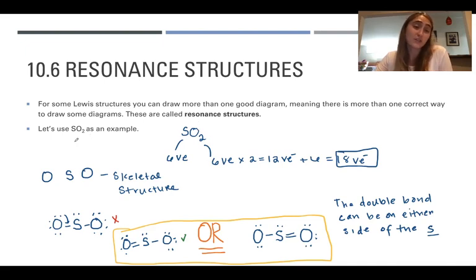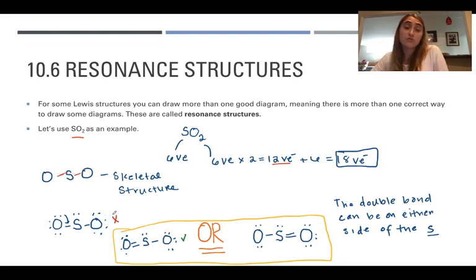So let's look at SO2, for example. So SO2, I did my total valence count here. Sulfur has 6 valence electrons. Oxygen has 6, but we have 2 of them, so that's 12 total valence electrons plus 6 gives us a total of 18 valence electrons. Here's my skeletal structure. I have 2 O's on either side of my S.